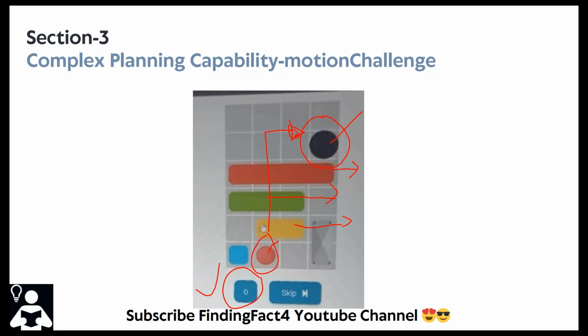If you feel that it does not have any solution, you can just skip to the next one. The motion challenge focuses not on what steps you are taking, but on how many steps you take in order to complete the solution.